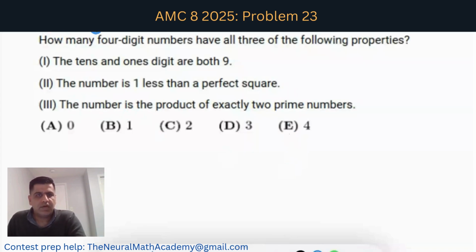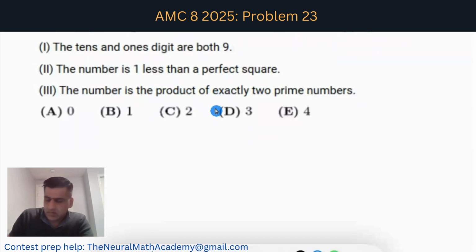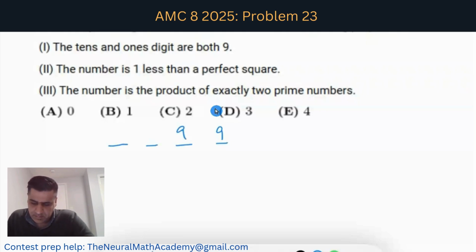Okay, so now let's look at problem 23 that says, how many 4-digit numbers have the following properties. The tens and ones are both 9. The number is 1 less than a perfect square. The number is the product of exactly two prime numbers. So it is a 4-digit number, and these are the nines, which are the ones and tens. The number is 1 less than a perfect square.